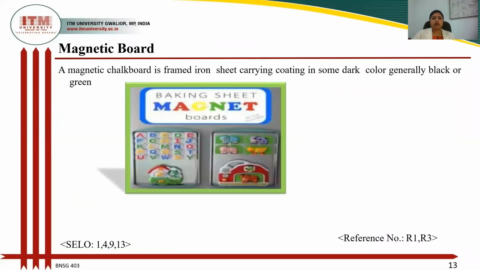In the graphic aids, we are seeing some more. The next one is the magnetic board. As with the panel board, we also have the magnetic board. What is this magnetic board? It is a board made up of a frame of iron, or even a magnet. There will be a feature where we can stick iron or magnetic things onto that board. That type of board we call a magnet board.